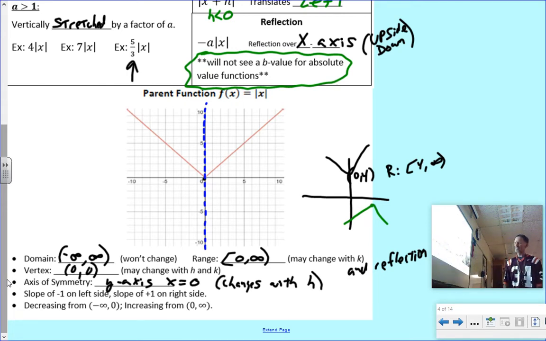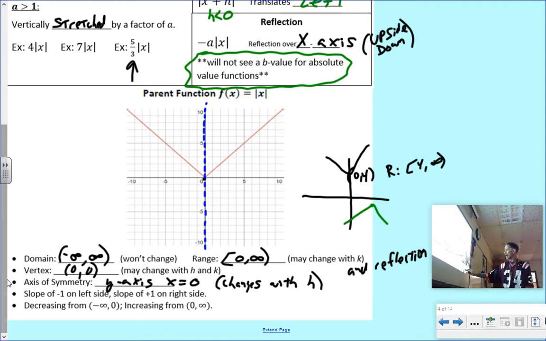And the last few things are more just some background. It's formed by 2 linear equations. We'll talk about why that is when we get to the definition of an absolute value function tomorrow. But it's basically got a slope of -1, and a slope of +1 on the right-hand side, and then it goes from decreasing to increasing. Again, that's a little bit beyond Algebra 2, but I like throwing that in there at that time. So that's really all the notes.